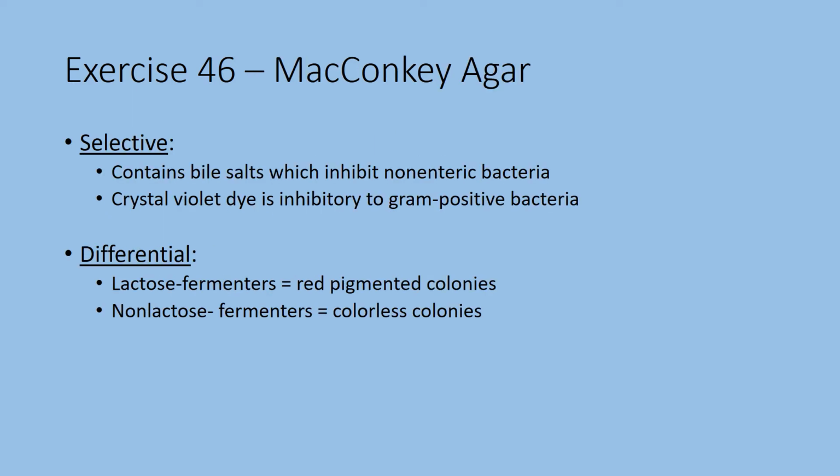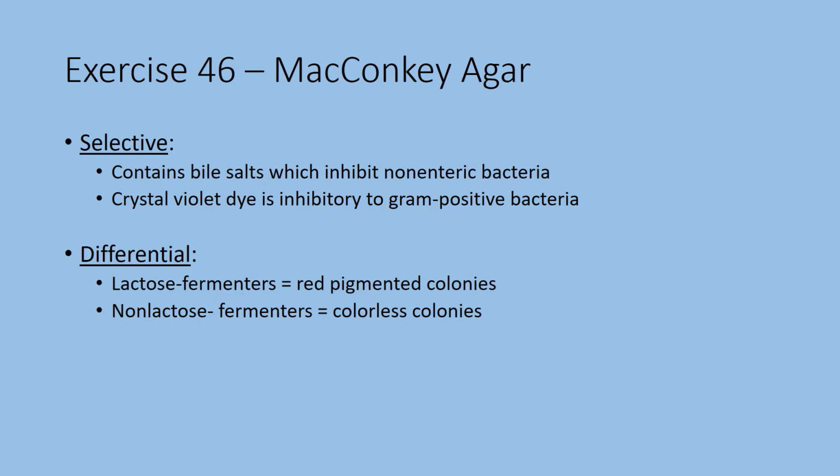The MacConkey agar is selective and differential. It is selective in that only certain organisms will grow on it, and other organisms will be inhibited from growing on this agar. Typically, it's made in a petri dish. It is selective because it contains bile salts that will inhibit the non-enteric bacteria, and it also contains crystal violet dye, which is inhibitory to gram-positives. So no gram-positives will grow, plus the non-enterics will not grow.